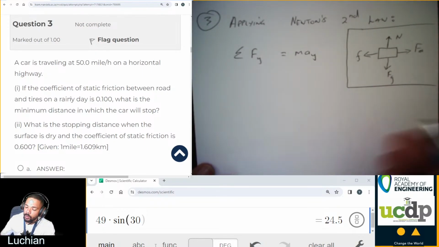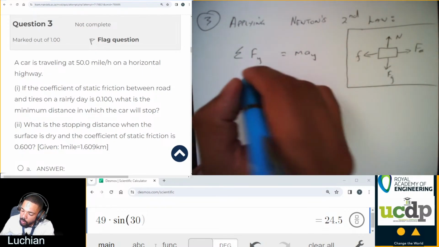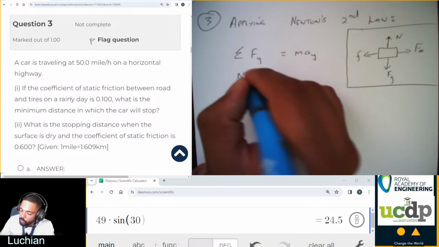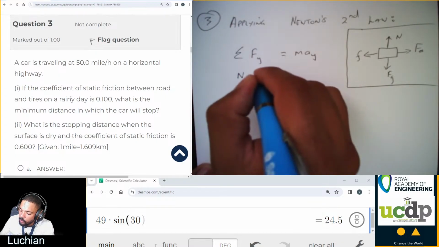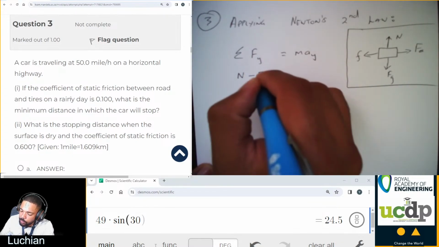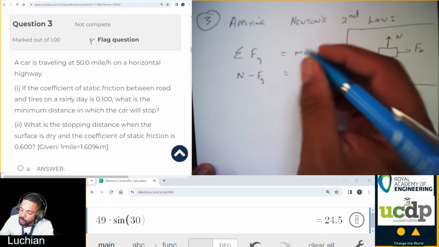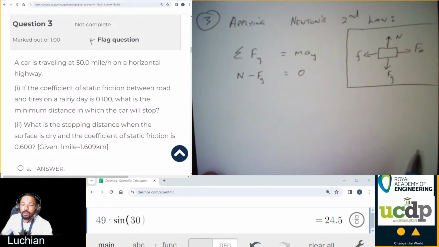Now the sum of the forces in the y direction is equal to the normal force minus the force of gravity, which is its weight, and that is just equal to 0 because the car is not moving in the vertical direction.